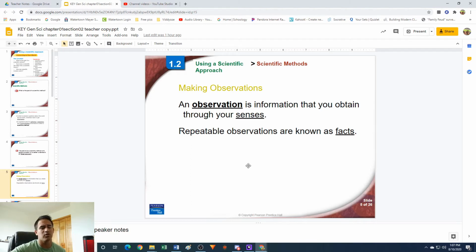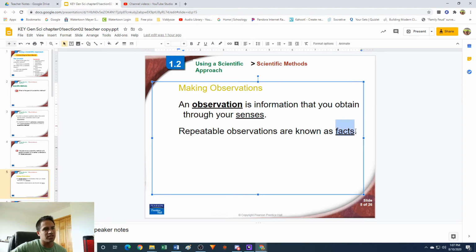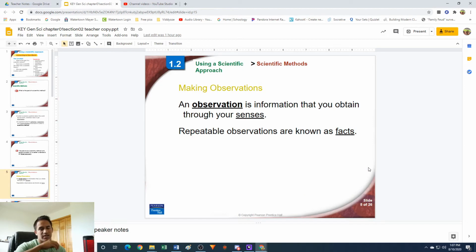Repeatable observations are what we call facts. Now, this word facts is used very often in everyday language, and a lot of times people use it in the sense that something is true. So, oh, that's a fact, therefore it's 100% true. In science, a fact is something that you can observe, and you can observe it repeatedly.